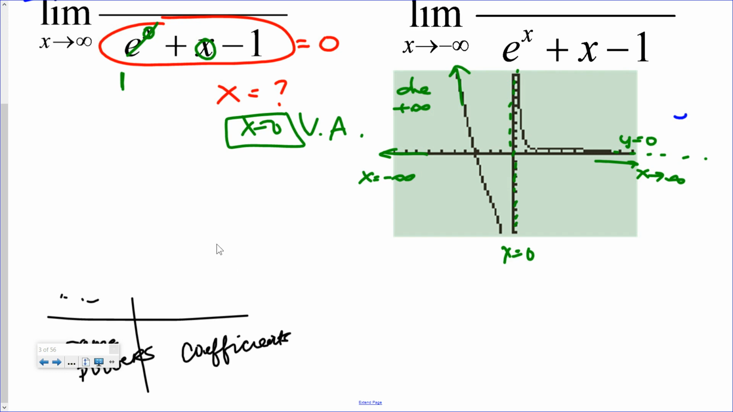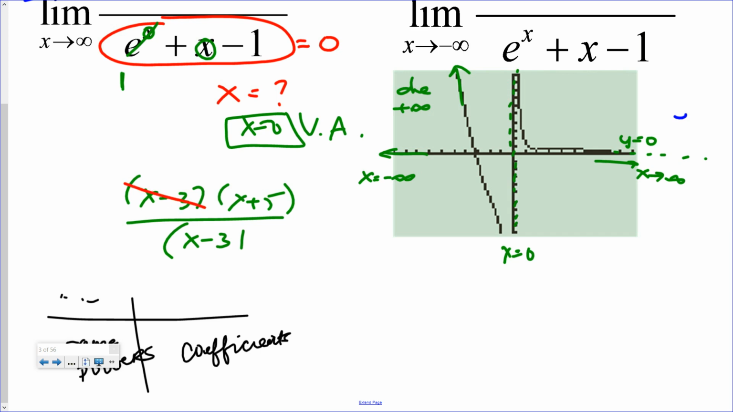Yes, Grant? So if we weren't to remove holes, would they just cancel out? Yes, they would still cancel out. Could you find the vertical asymptote without removing the holes? Well, the thing is, you don't want your hole. Like if you had a hole, you'd have x minus 3, x plus 5 over x minus 3, right? So if you remove the holes, there is no vertical asymptote in this picture.